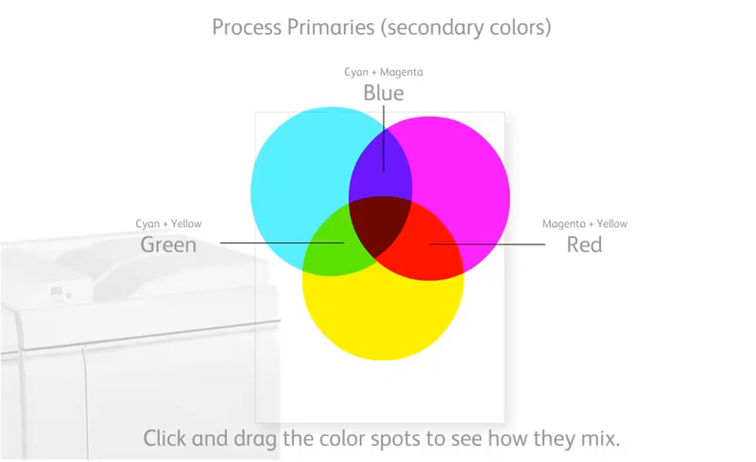Red is created from magenta and yellow, green is created from cyan and yellow, and blue is created from cyan and magenta. Notice that the additive primary colors are the subtractive secondary colors, and vice versa. Remember that additive color was created when lights were added together.